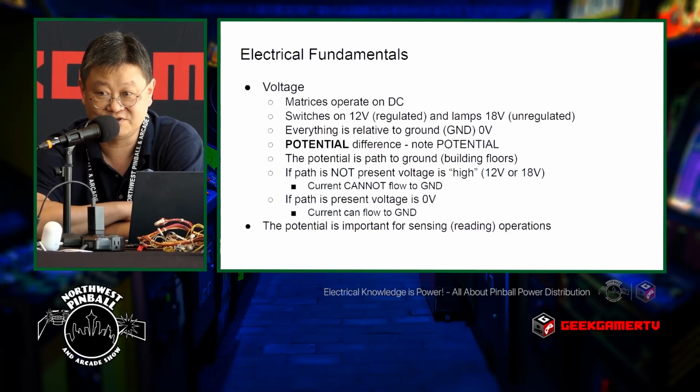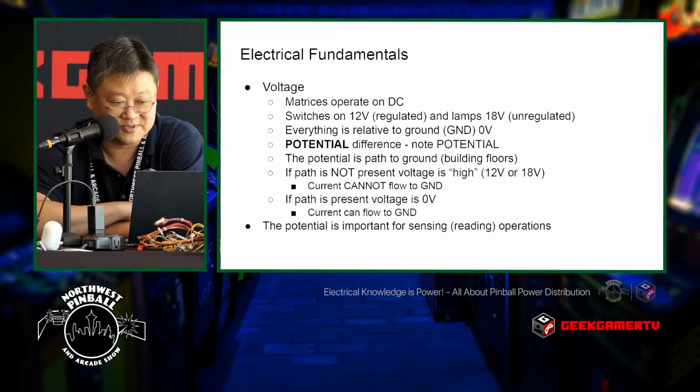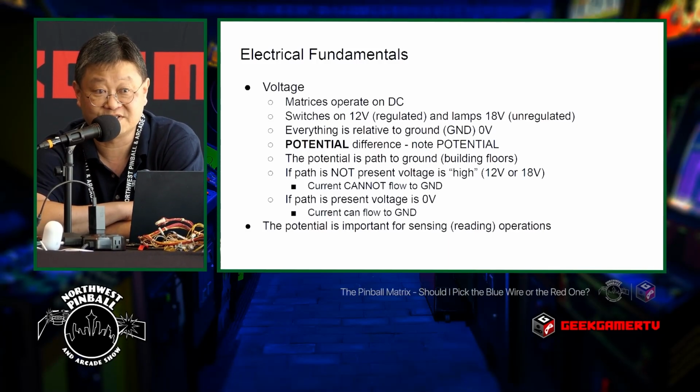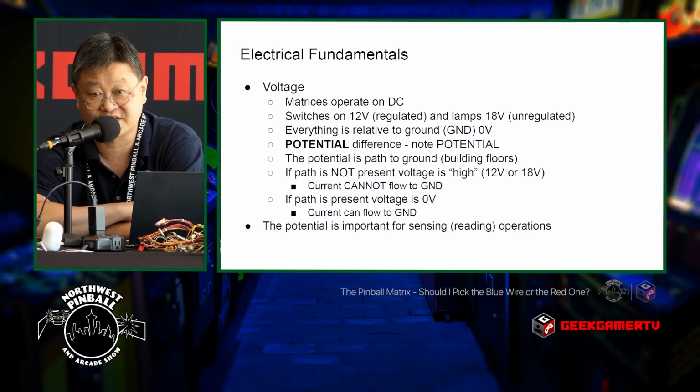I've already covered this, potential. Note it's all about the potential difference, not the actual difference. The potential difference is the path to ground potential. Again, the building analogy from the previous talk. The reason why I stress and emphasize potential is because when sensing switches, it's the potential that is sensed. The 12-volt potential corresponds to a switch being either open or closed. A 0-volt potential is typically in this case closed. But again, we'll cover this further with optical switches where the sense is actually inverted.